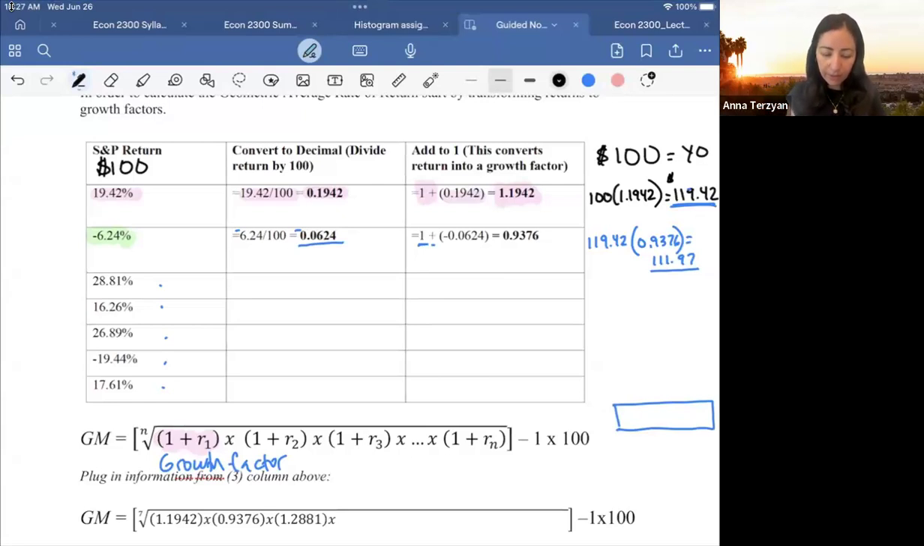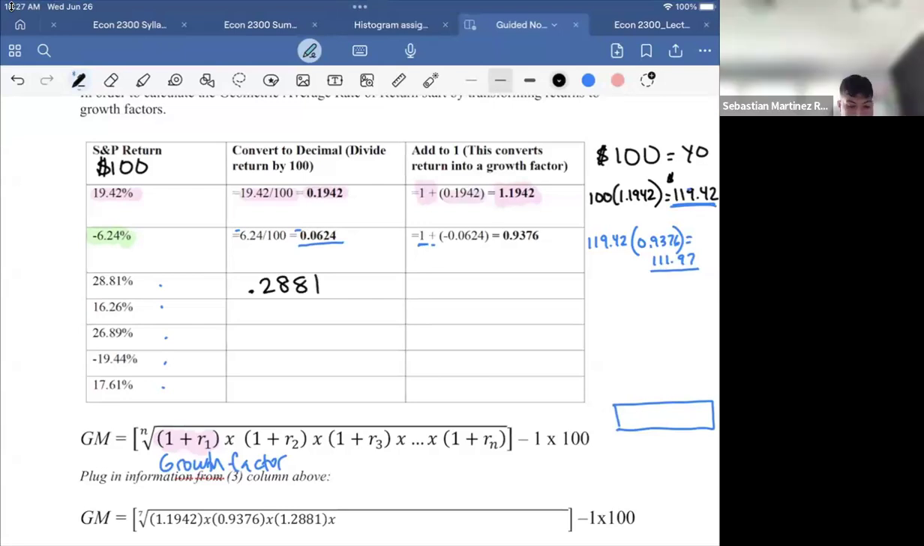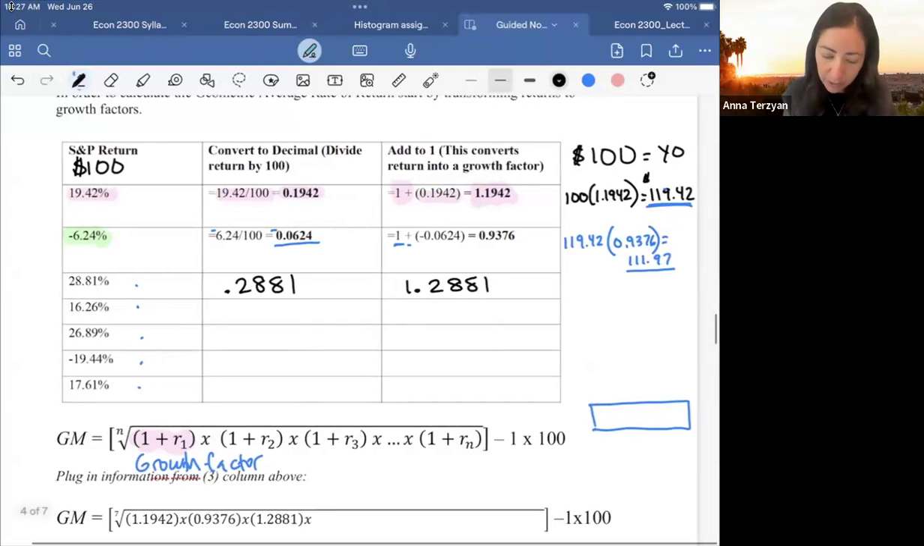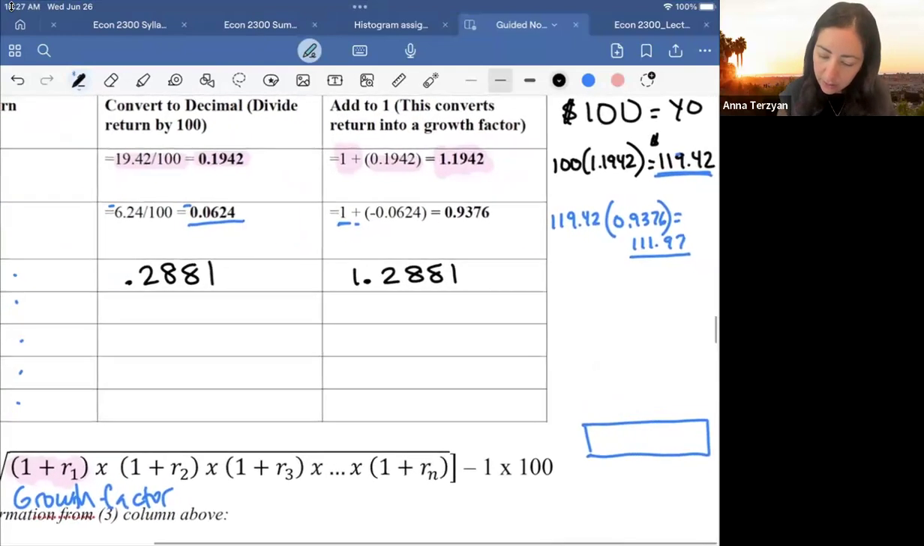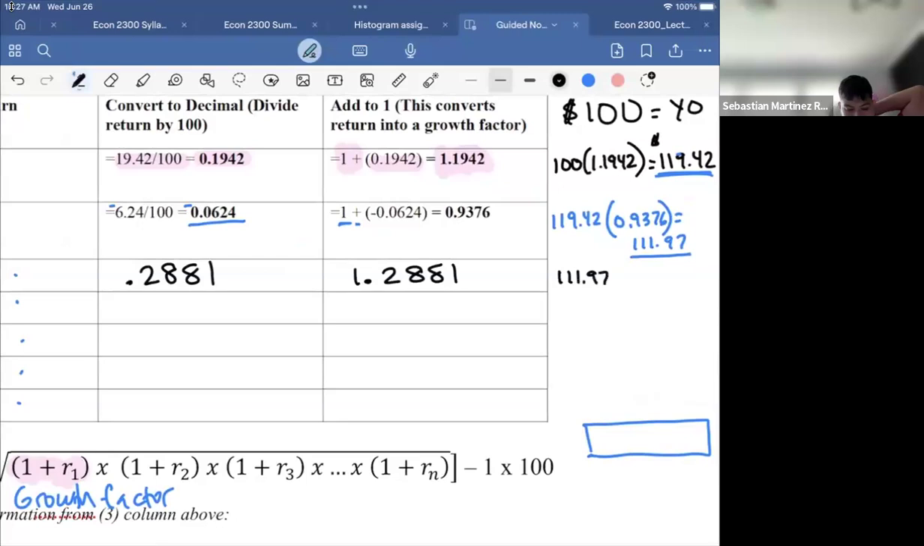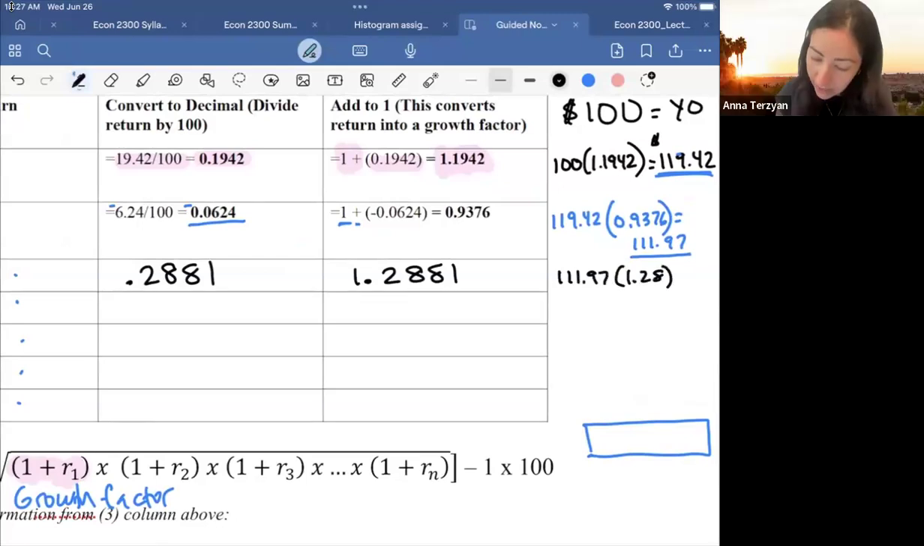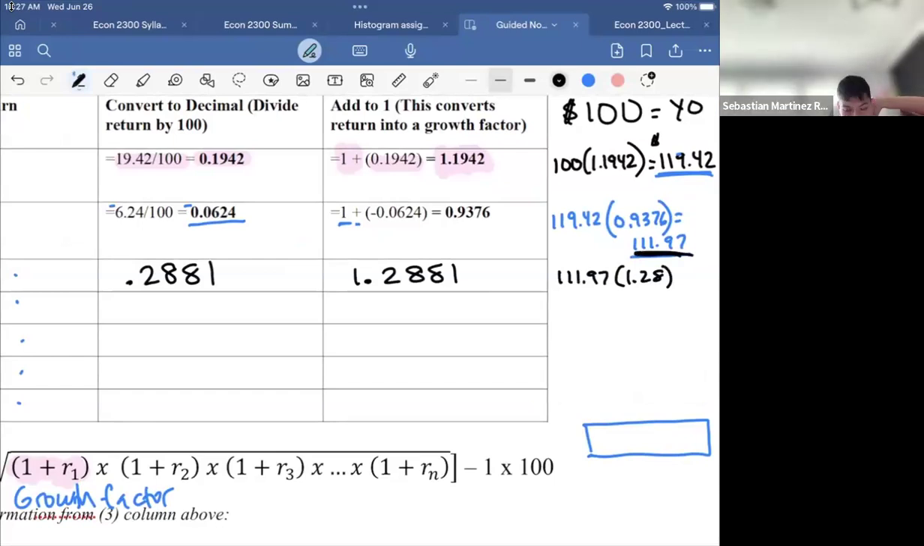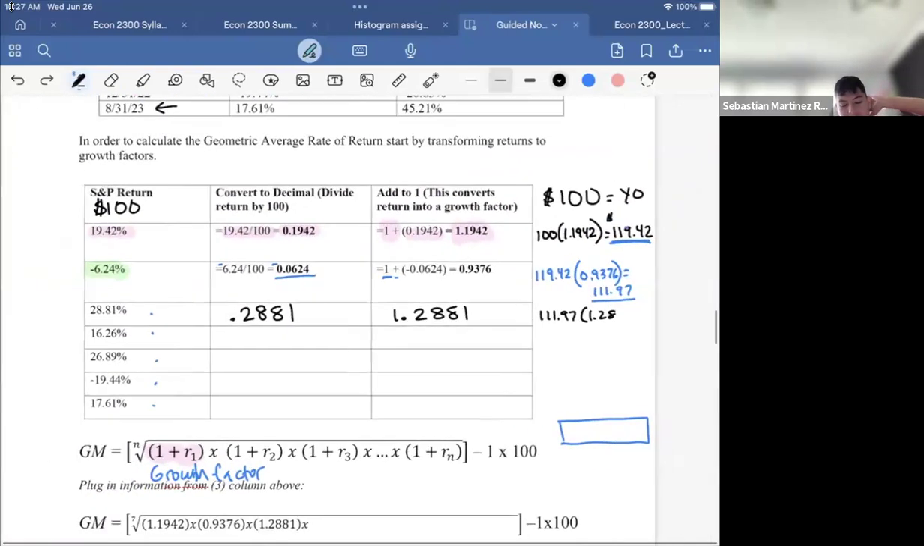Okay, what's the growth rate for that second one? I mean, the third one, 28%. This becomes 0.2881. What's the growth factor? 1.2881. Correct. And then how much money would we have at the end of that period? Would it be 111.97? That's what we had in the previous, right? Oh, you were telling me the steps. Yes, sorry about that, that's fine. The total is 144.22.